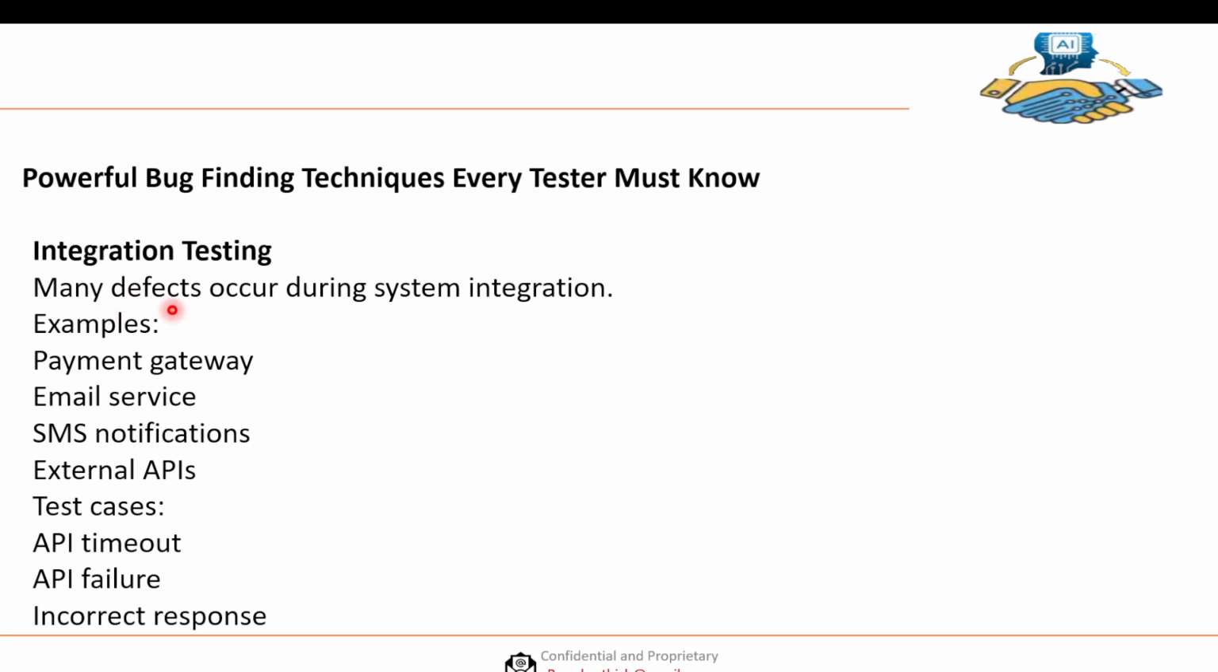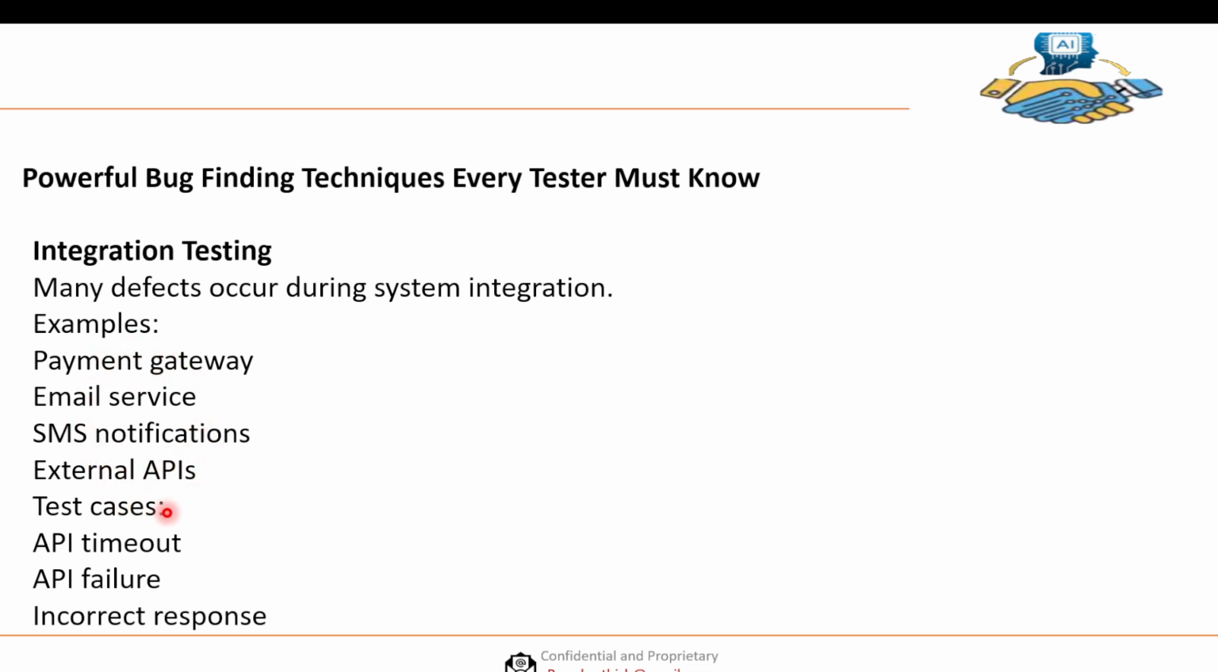Many defects occur during system integration, so this is also very important. When one module is communicating with another module, we will definitely find defects. Here I give the example: payment gateway, email service, SMS notification. These are different entities, and the external API is different too. So we'll check all of this integration.